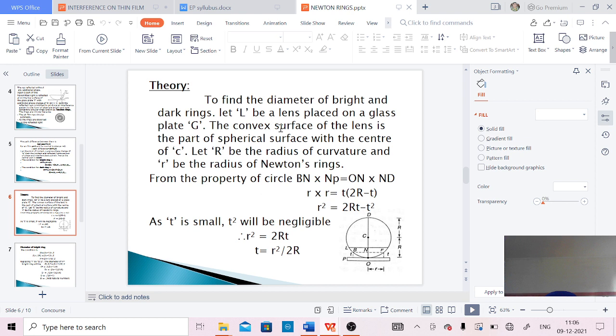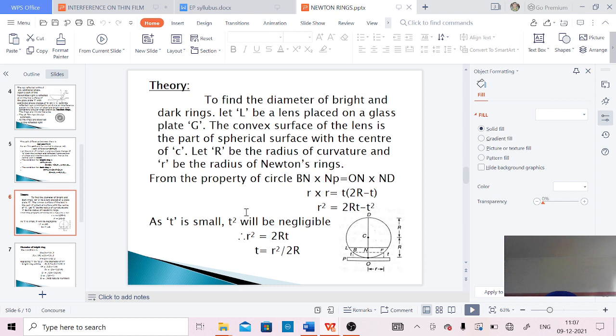Let L be a plano-convex lens placed on a glass plate G. The convex surface of the lens is part of a spherical surface with center C. Let R be the radius of curvature, and small r be the radius of the Newton ring. So the overall radius of curvature of this surface is capital R, and small r is the radius of the ring.